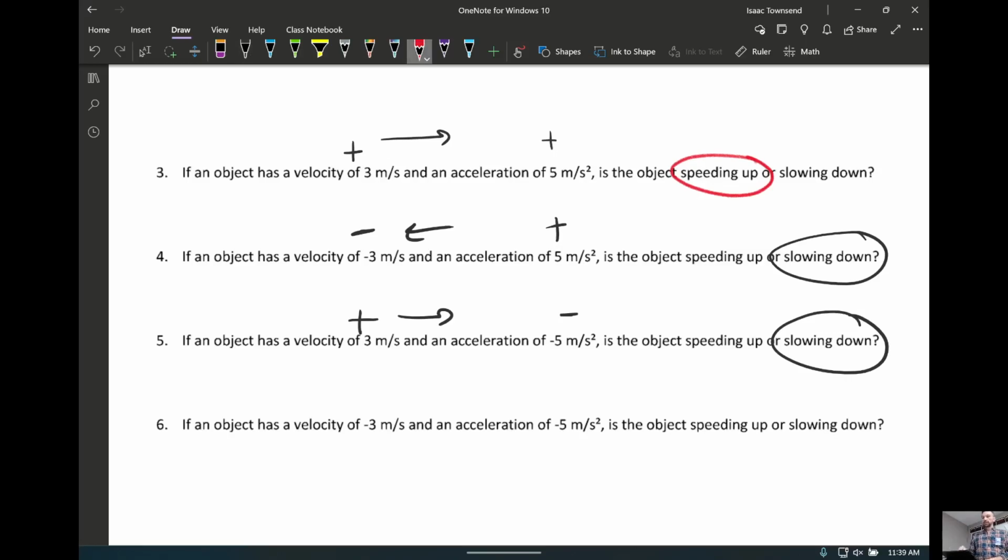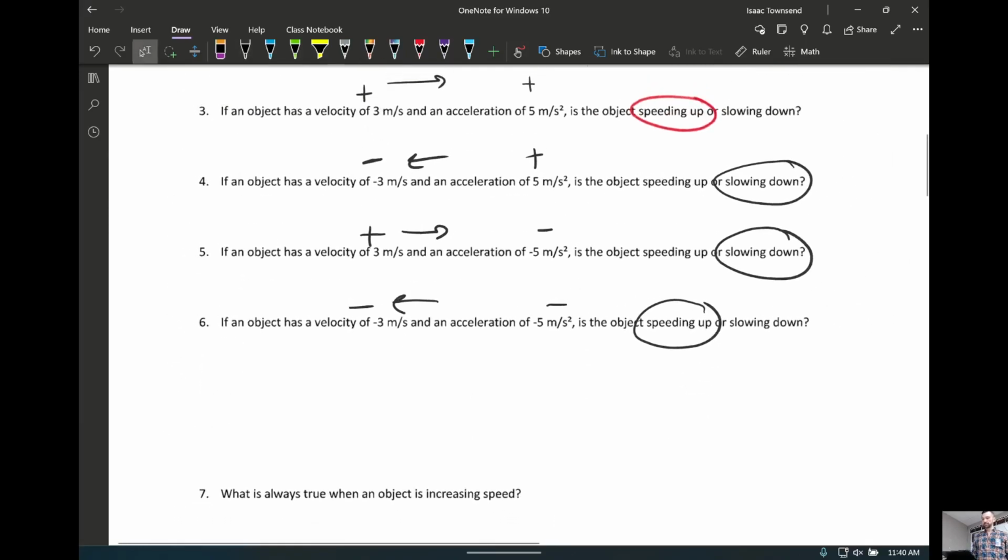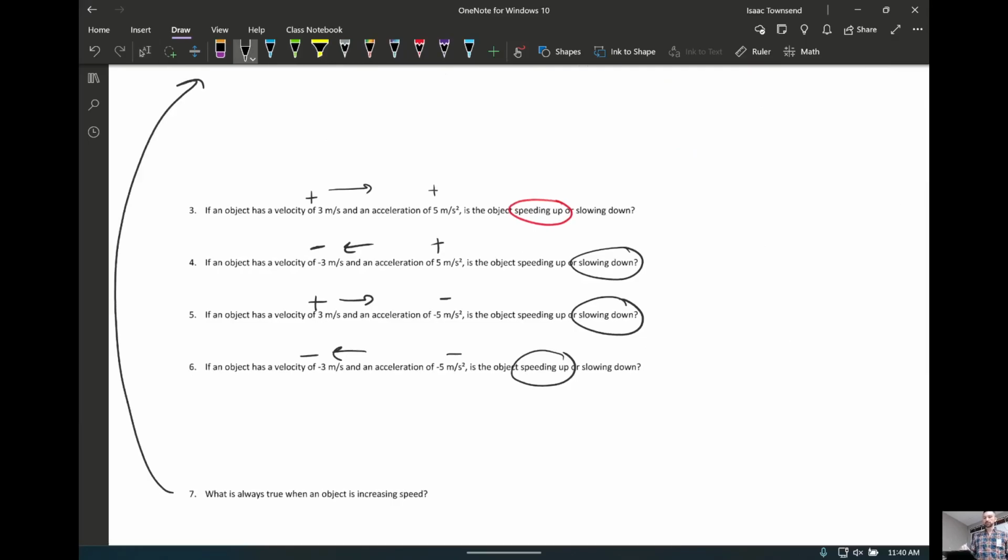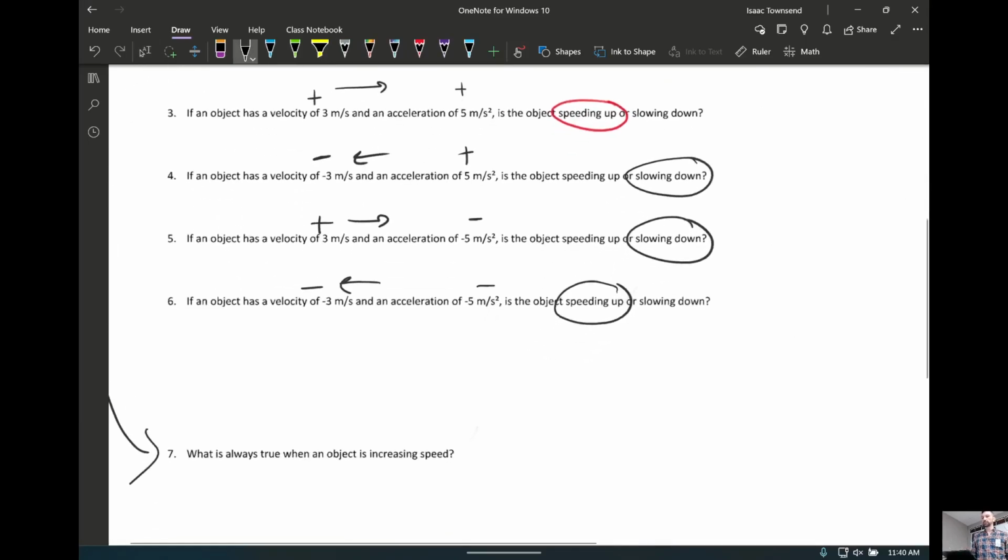And the last possibility is if your velocity is negative, that means it's going left. If your acceleration is negative, it is increasing towards the left or decreasing towards the right. So do y'all think that's speeding up or slowing down? Speeding up. It is speeding up. So the quick way, to me, questions 2 and 7 are basically the same thing, so you only need to fill it out once.